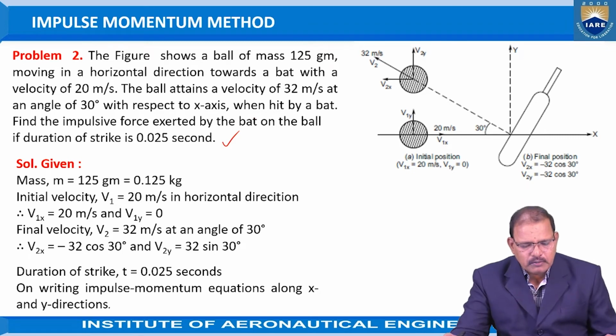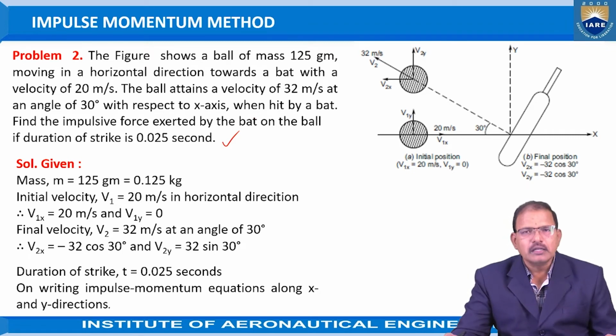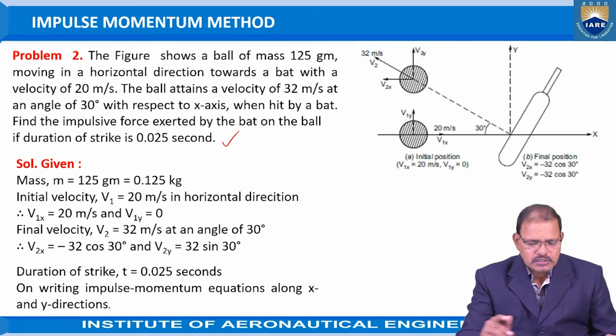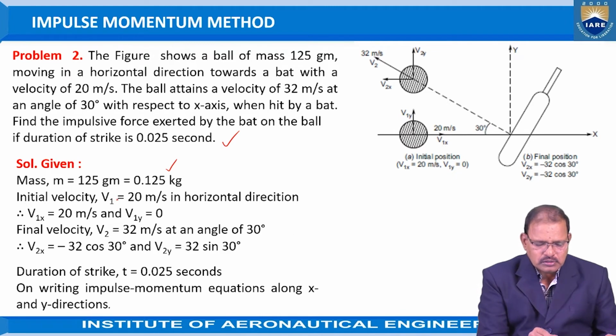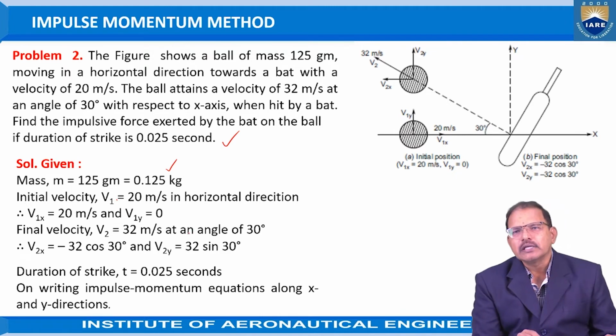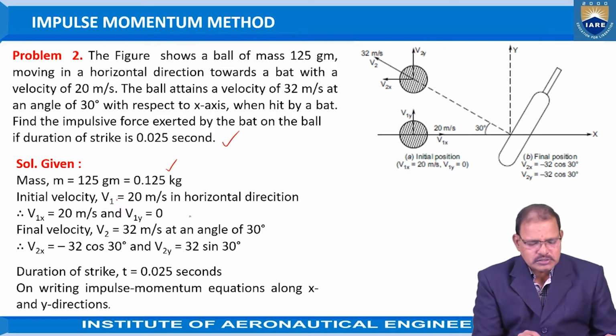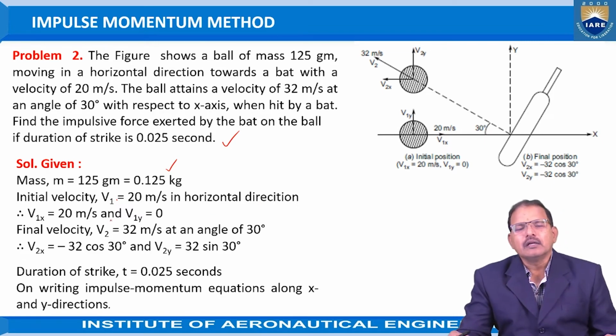So the given data in the problem is the mass of the ball, which is 125 grams, equal to 0.125 kg. The initial velocity, since it is moving in the horizontal direction, is represented only with the x component. That is, v1x is equal to 20 meters per second in the horizontal direction, and v1y is equal to 0, since it is moving in the horizontal direction.